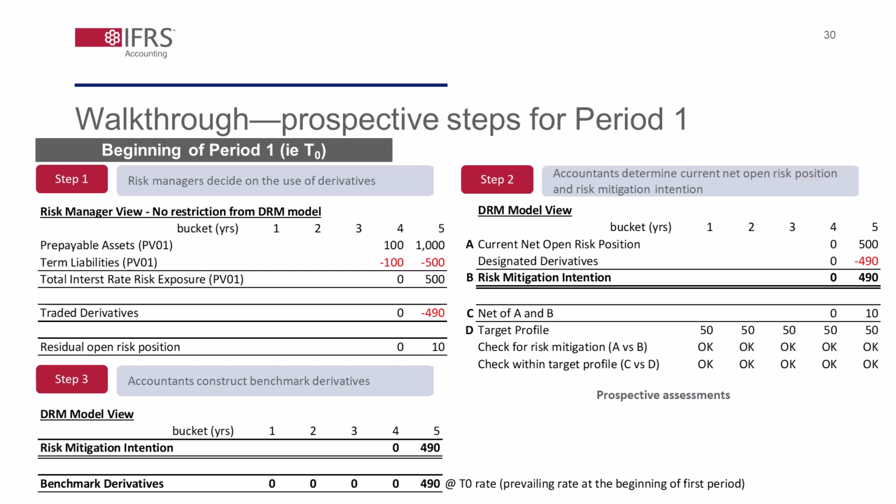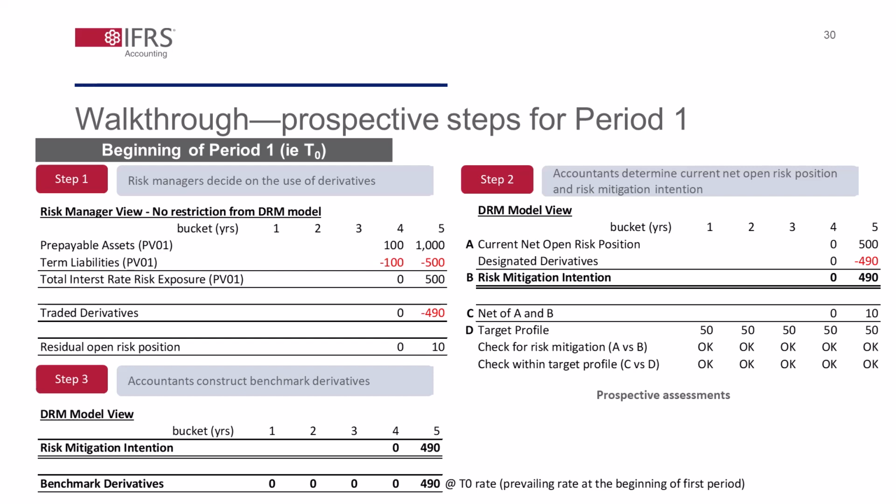Similarly, if the risk managers traded any derivatives in bucket year 1 to year 4, the risk mitigation intention would still be set at 0 in those buckets since there were no risks to be mitigated in the first place. These restrictions on determining the risk mitigation intention are important and ensure the accounting exception under the DRM model is only applied to derivatives used for genuine risk mitigation purposes.